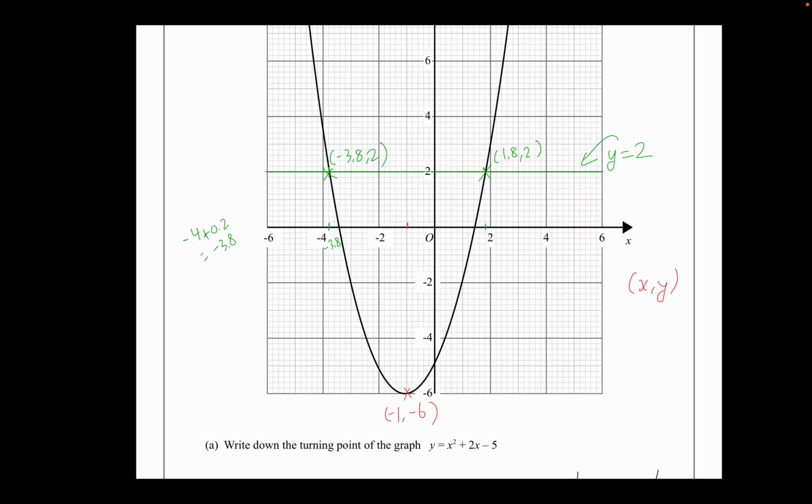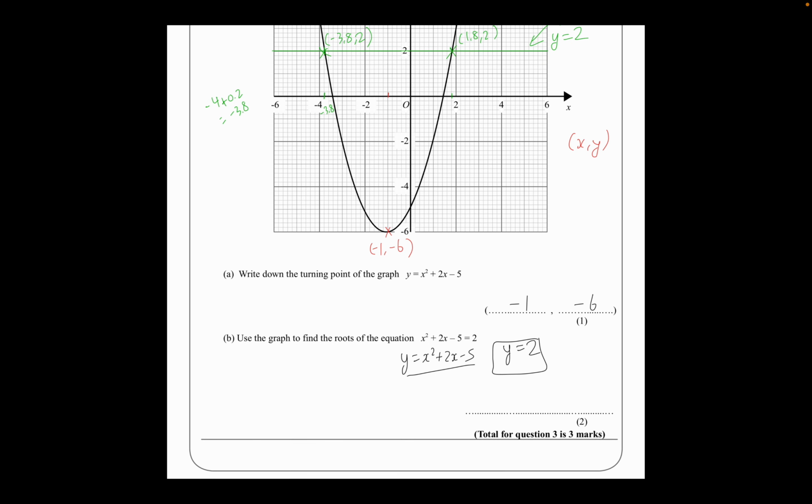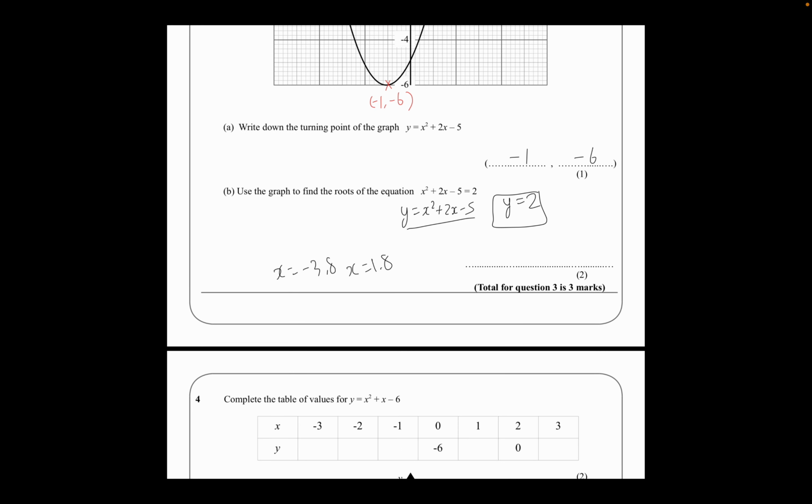Now remember, they're asking us to find out the roots only, not the coordinates. So we're just going to take the x values. We know x is equivalent to negative 3.8. x equals 1.8. Okay?